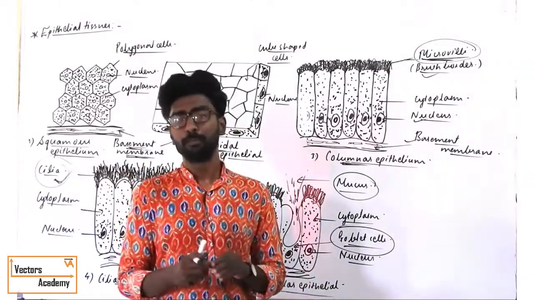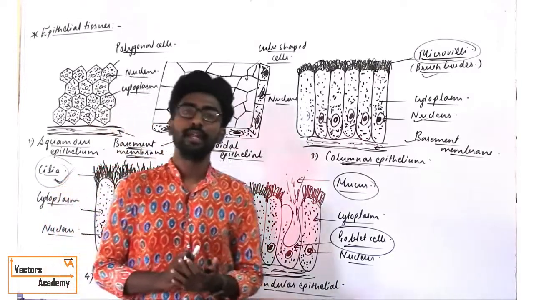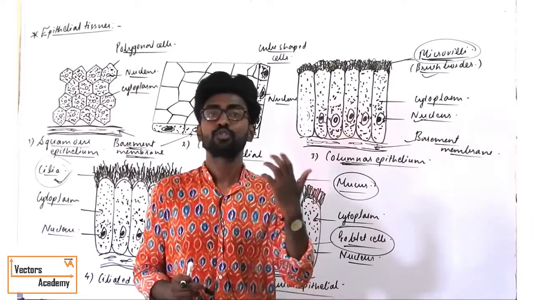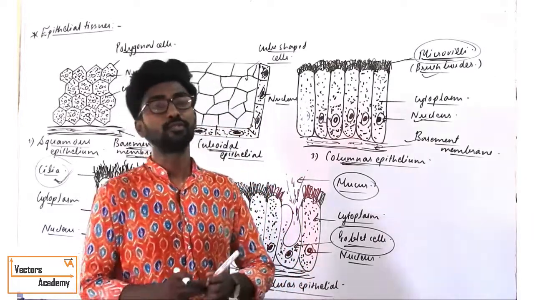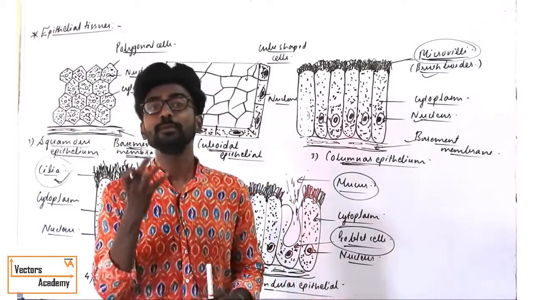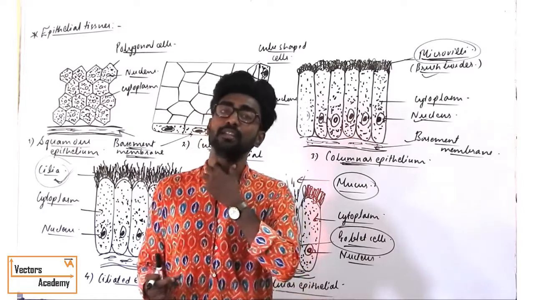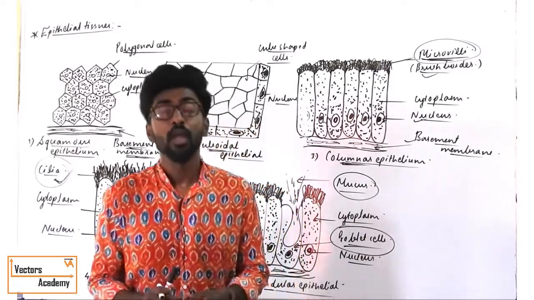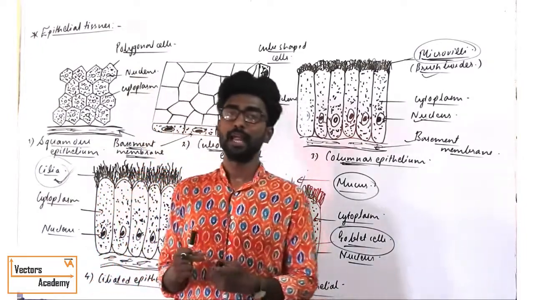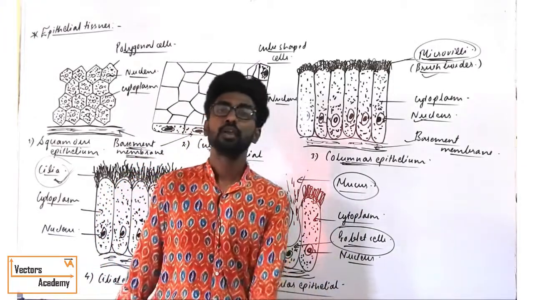Let's take some examples. The salivary gland, present in the mouth, secretes saliva. The sweat gland secretes sweat. The sebaceous gland is present in the skin and secretes an oily product called sebum. The thyroid gland, present in the neck, secretes thyroxine. The mammary gland, present in females, secretes milk. So the function of glandular epithelium is secretion.